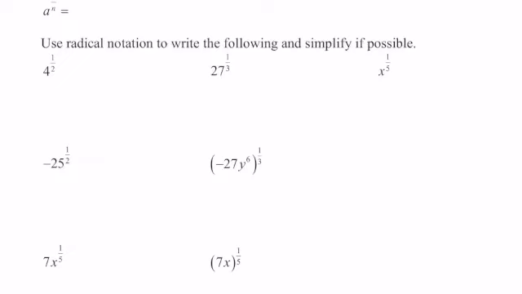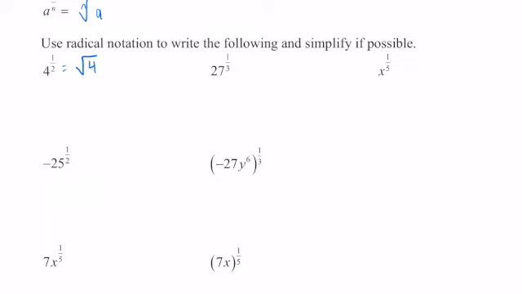When you have a fraction in your exponent, the denominator of that exponent tells you that it's going to be equivalent to a certain type of root expression. For example, a raised to the 1 over n, we can think of as the nth root of a. 4 raised to the 1/2, we can think of as the square root of 4.